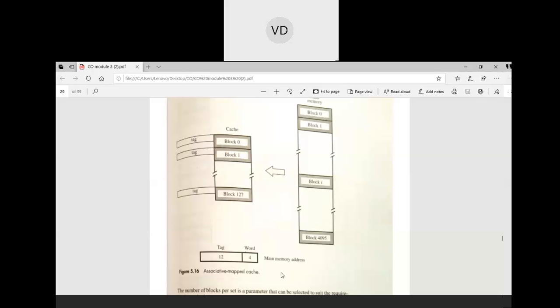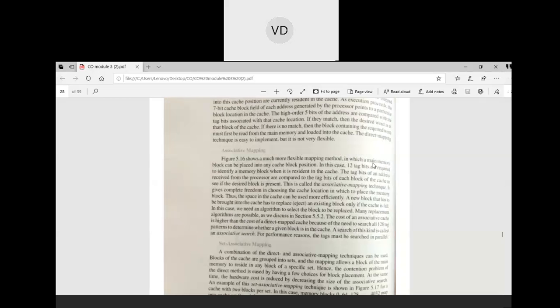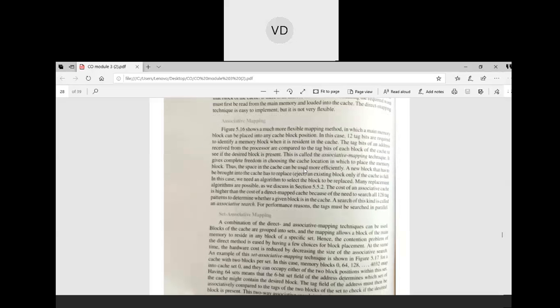So using this we are doing the mapping in the associative mapping function. In the associative mapping function, the main memory block can be placed into any cache block position, so the space in the cache can be used more efficiently. This is the main advantage here. A new block has to be brought into the cache memory and replace an existing block only if the cache is full.